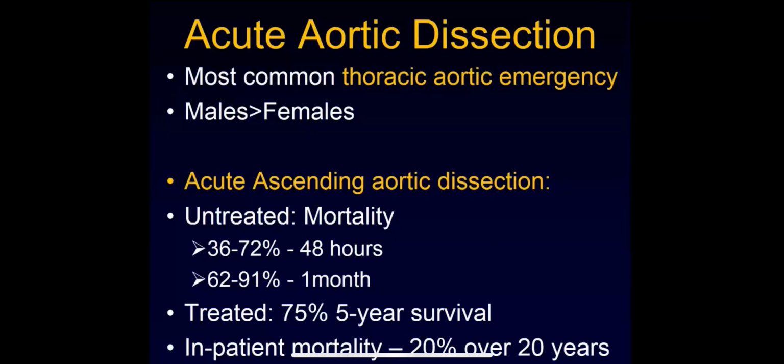And if untreated, an acute ascending aortic dissection will result in mortality that incrementally increases with time. It's 36 to 72% at 48 hours, increasing to almost 91% at 1 month. However, when surgically treated, the 5-year survival rate is 75%. The inpatient mortality remains at 20% over 20 years.